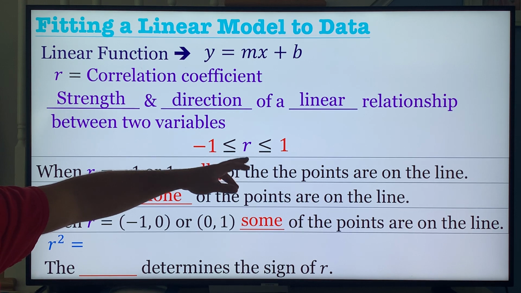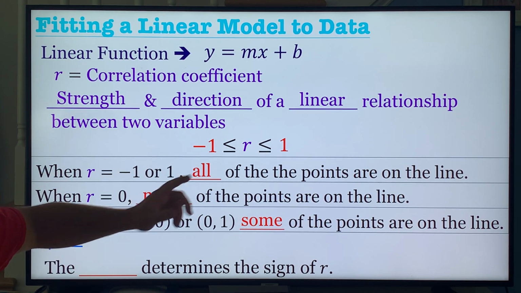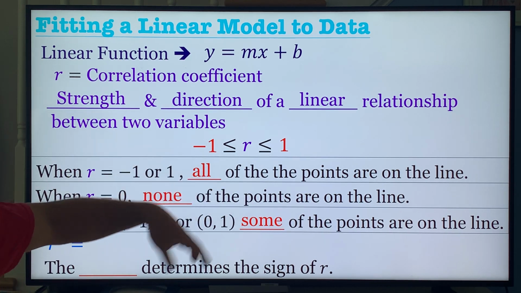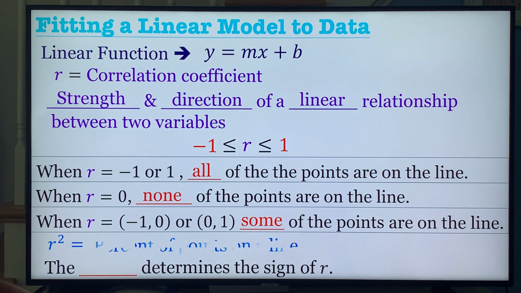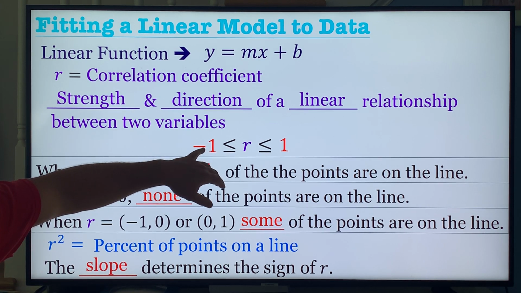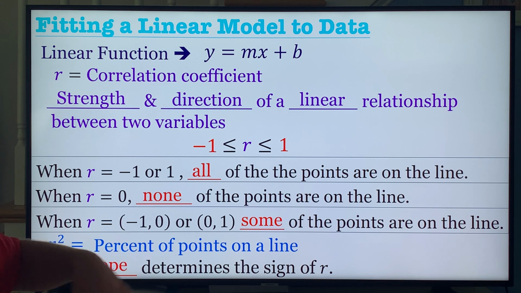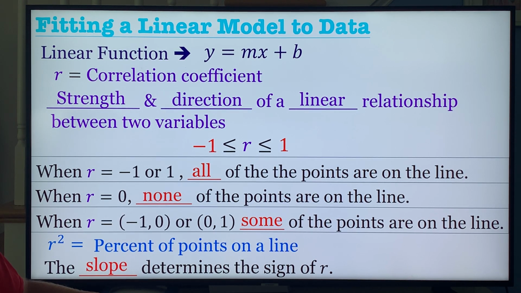And you can go anywhere from 0.00000, tons of zeros and a 1, all the way up to -1, and then infinite number of zeros, 1 to 1, right? Now, R squared, that's how you actually find the percentage points on the line. So, and then the slope determines the sign of R. So what you do is whatever R is between 0 and -1, you're going to square it and then multiply it by 100. And there you go. And that gives you the percentage of points on the line.